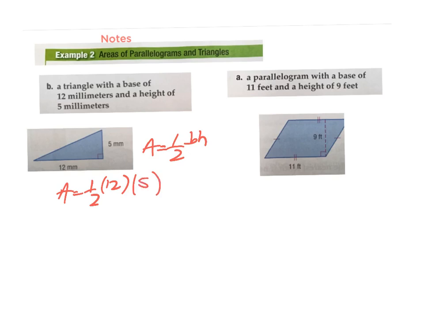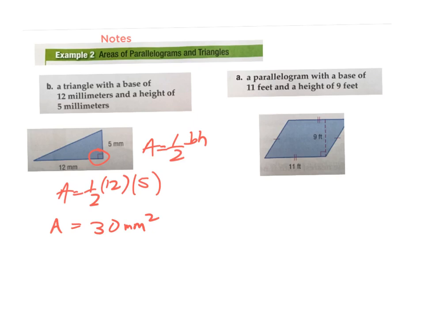And the base and height are always connected by this right angle. And so we have both of them. So if we do the math, we will get 30. And it's millimeters, so we have millimeters squared. So area is always squared, in this case 30 millimeters squared.